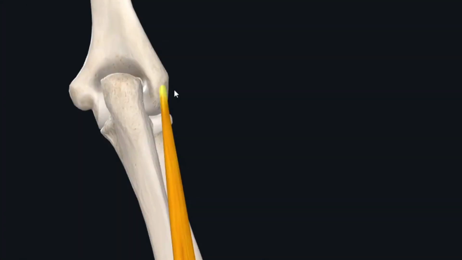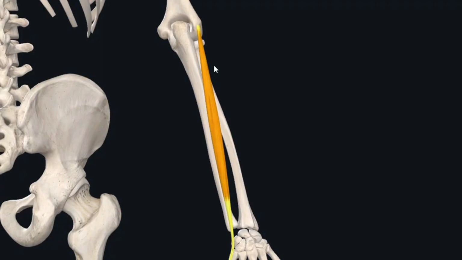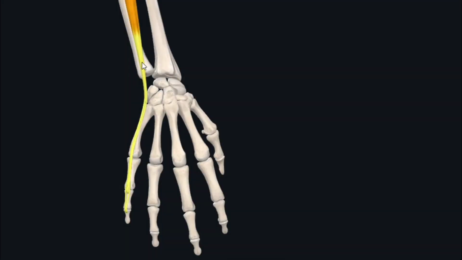Now we will talk about the origin and insertion of the extensor digiti minimi muscle. This muscle originates through the common extensor tendon from lateral epicondyle of the humerus, and then fibers of this extensor digiti minimi muscles travel inferior-medially along the posterior aspect of the forearm towards the distal forearm. These muscle fibers form a muscle tendon, and this tendon crosses the wrist joint and inserts at the extensor expansion of the little finger.